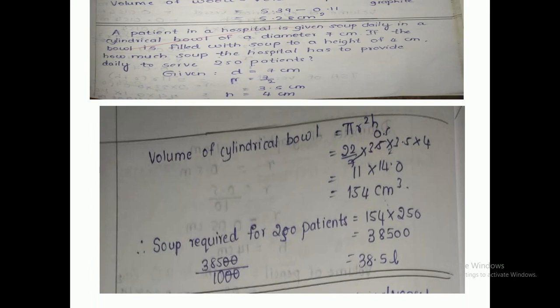Okay, so here from this you have to take: a patient in a hospital is given soup daily in a cylindrical bowl of a diameter 7 centimeter.